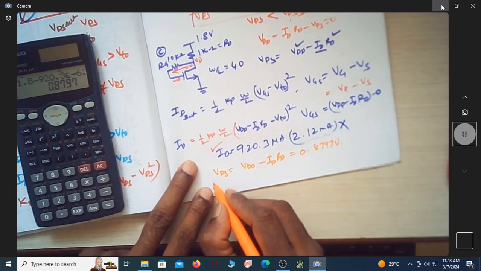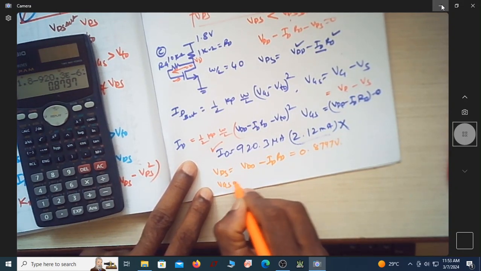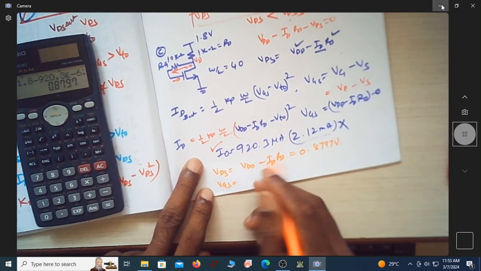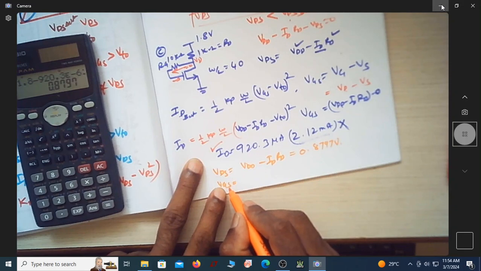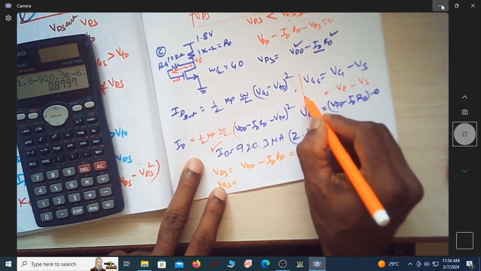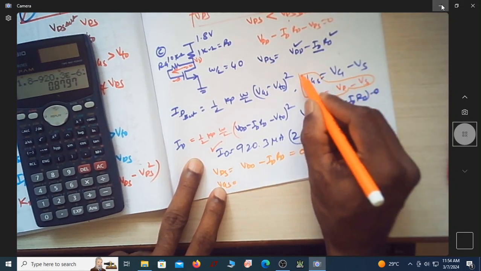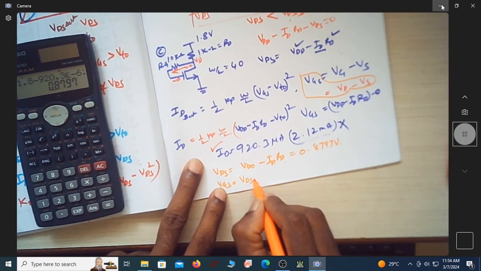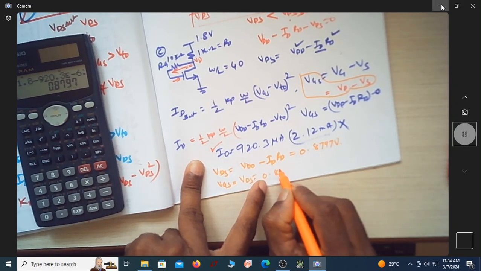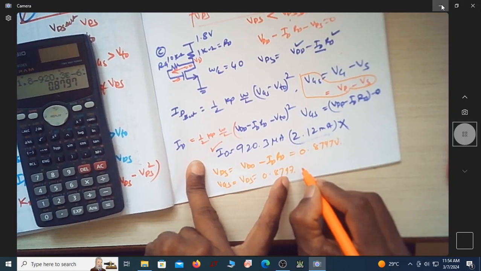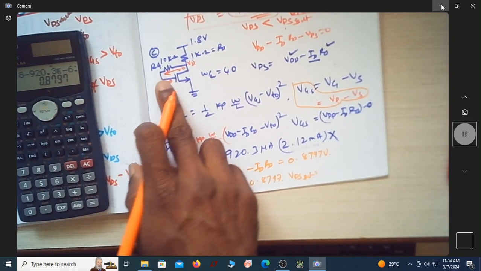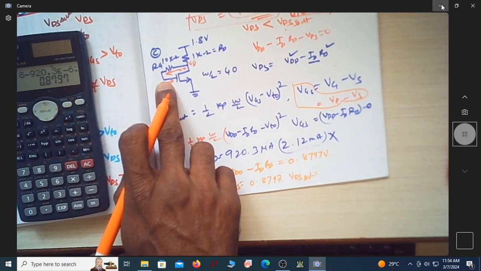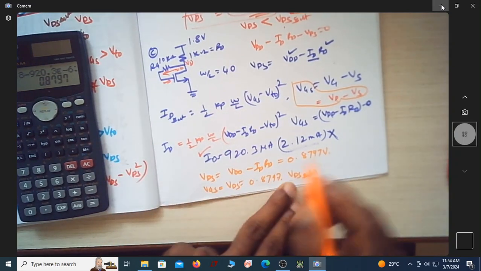Okay, what is VGS now? VGS needs to be found to find VDS sat. What is VGS? If you can see here, VGS is equal to VDS, which is 0.8797. Then what is VDS sat? Usually we know that when gate and drain are shorted, the MOSFET is always in saturation.